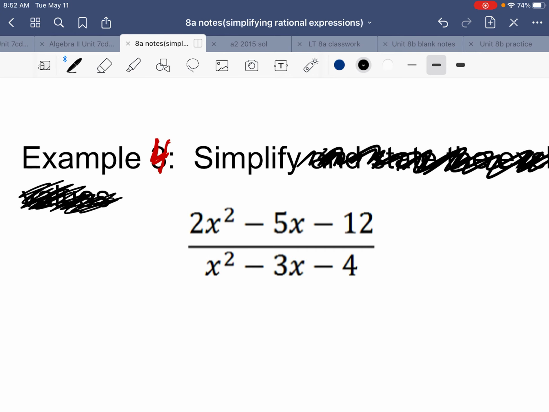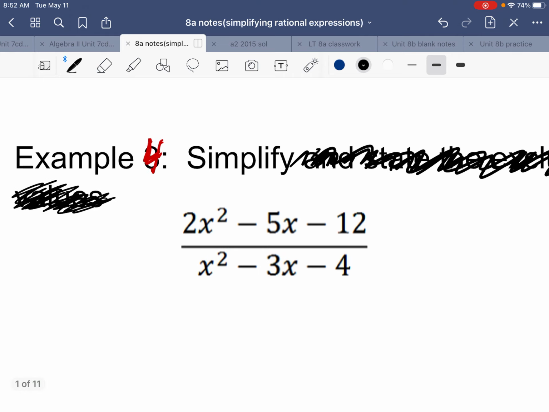Last example. Really going to be the same concept as the others. Look at your numerator. Can we factor it? So you think GCF. Is there a GCF in 2, 5, 12? No. X squared, X, and no X, so no. No GCF again. Unfortunately, the A is not 1, so there is no shortcut here.